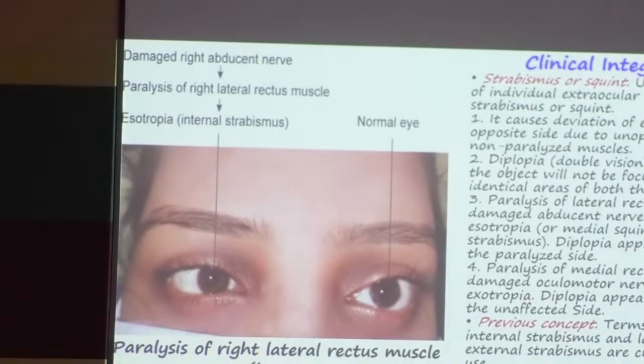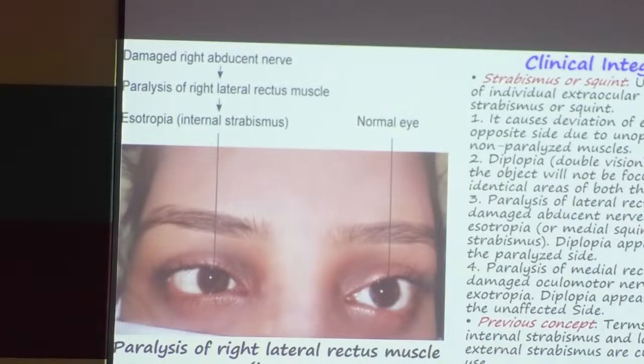These are the clinical aspects. Strabismus or squint. Unilateral paralysis of an individual extraocular muscle produces strabismus or squint. It causes deviation of the eyeball to the opposite side due to unopposed action of the non-paralyzed muscle. There will be diplopia or double vision due to squint, as the light from the object will not be focused on the identical areas of both retinae. And paralysis of lateral rectus due to damaged abducens nerve results in esotropia or medial squint, internal strabismus. And diplopia appears on looking to the paralyzed side.